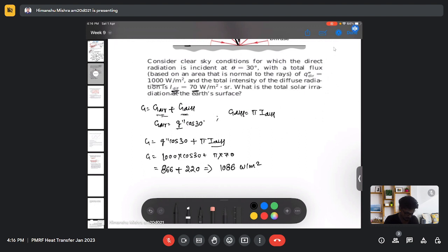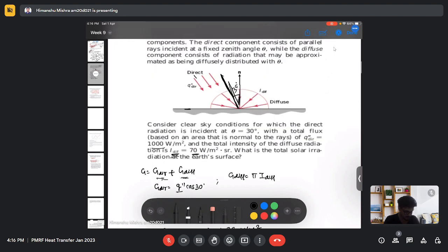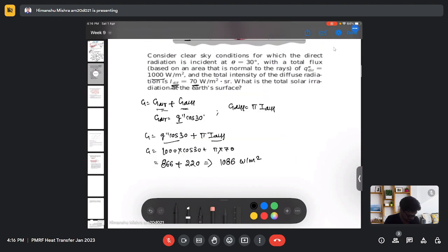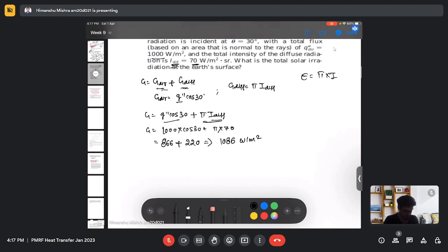For the directionality, we have been given the direction, which is theta equals 30 degrees. And for the diffusive nature, we use the total irradiation, which is multiplied by pi into intensity here. And we get the total irradiation due to both components.